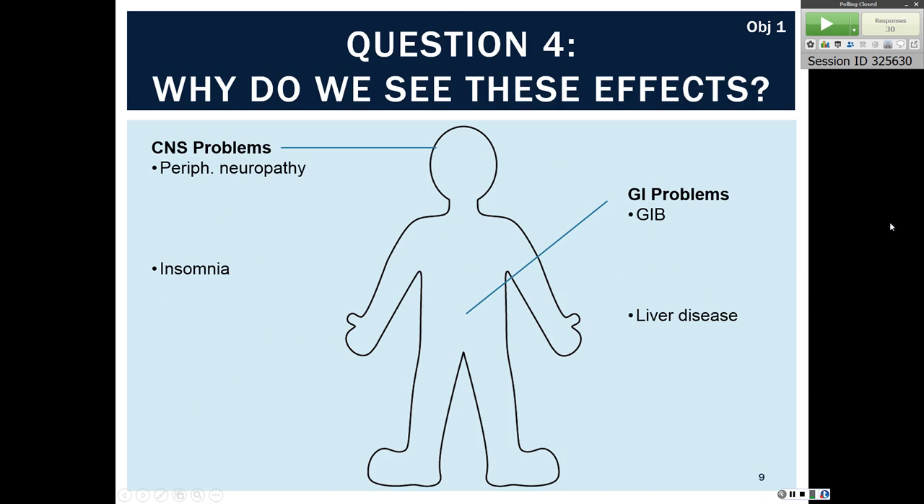Okay, so this one is another yell out what you think. Why do we see these effects? This is not from pre-lecture material. I want you guys to start thinking out loud here. CNS problems, and a couple that I have highlighted are peripheral neuropathy. Why would you think that chronic alcohol use would cause peripheral neuropathy?